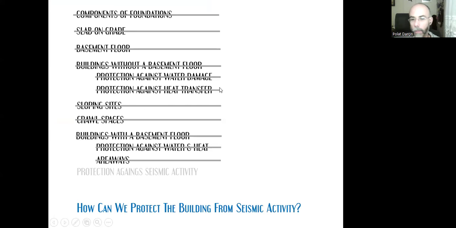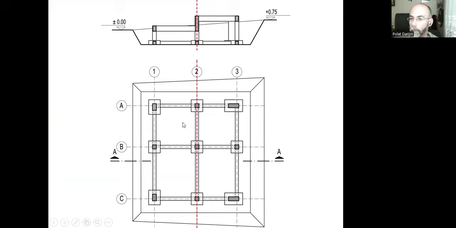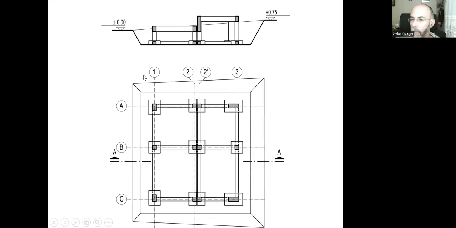The last topic: how we can protect the building from seismic activity, from earthquake activity. There are two options that we can provide. First of all, we can have movement joints. If there are differences, either because of the foundation, or because of sloping areas, difference of levels, or because of the weight of the building, different parts have different weight, then we can have two neighbor buildings, not just one building, but two neighbor buildings with a movement joint.